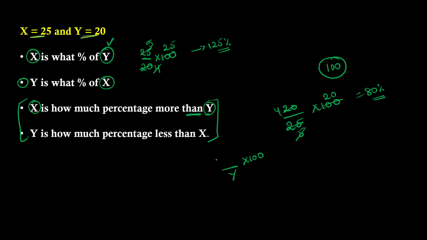So difference between x and y is x being 25, y being 20. Difference between these two is 5. And as you are comparing it with y, as we need to calculate it on y, y should be the denominator. So it's 5 by 20 multiplied by 100, 20 times 5. So your answer will be 25 percentage. So x is 25 percentage more than y.